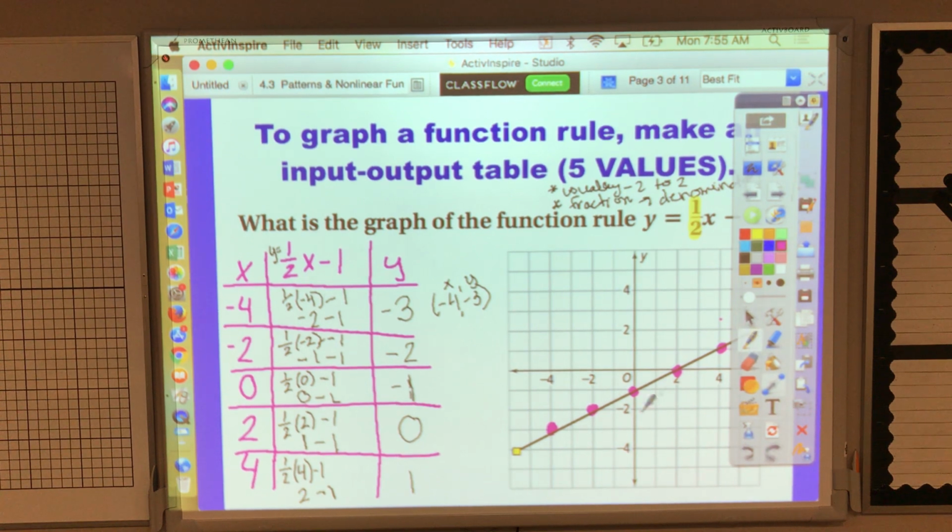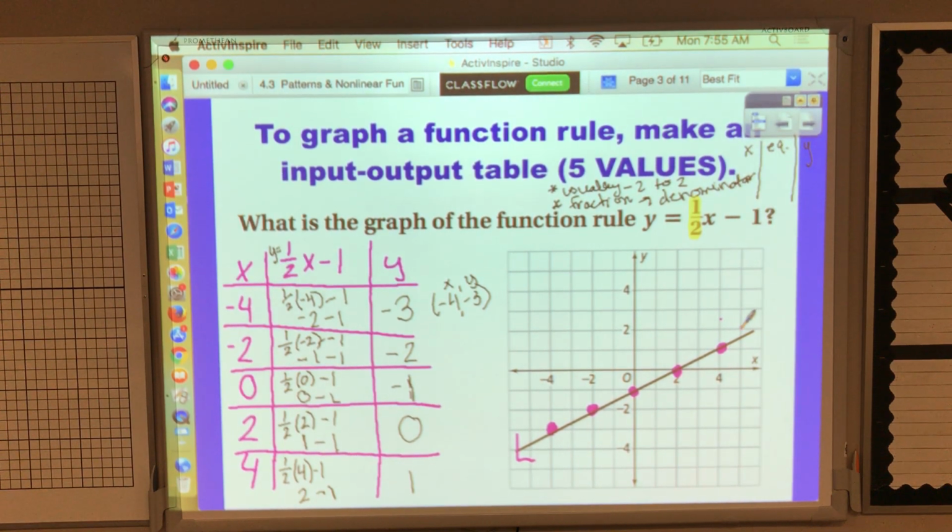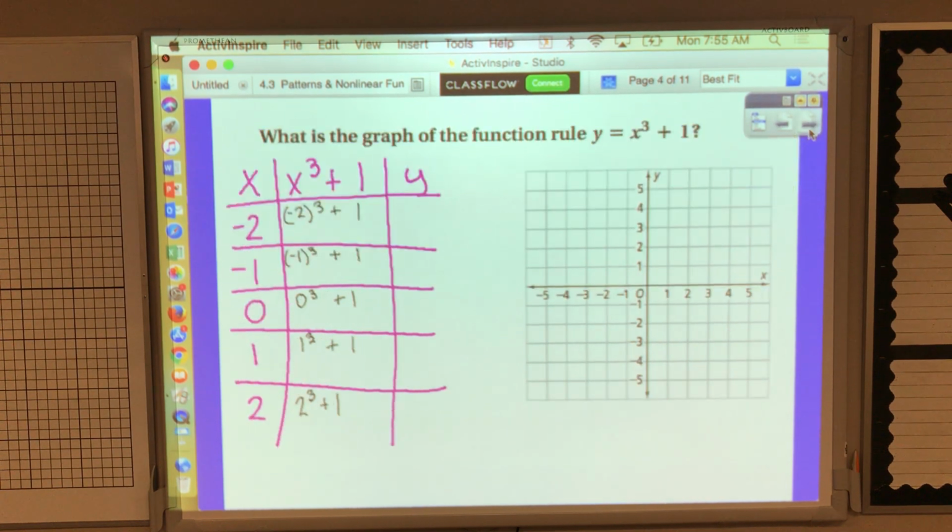Okay. And again, that graph should have arrows at both ends because that table is only for the numbers we picked. Okay? This function doesn't tell us anything about it, so we need to assume it can keep going on forever and ever. Okay, so let's look at a different function.